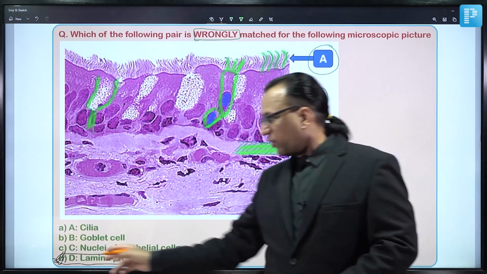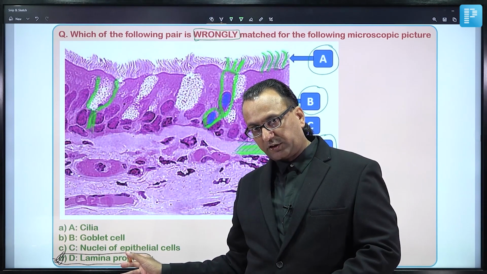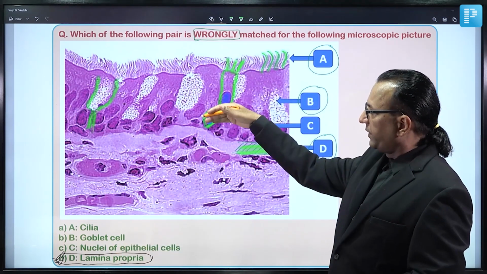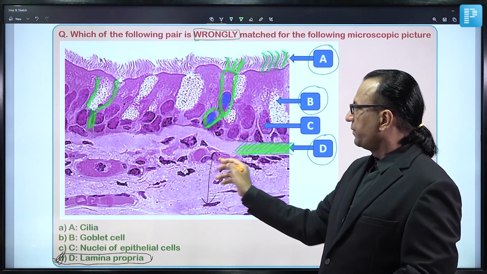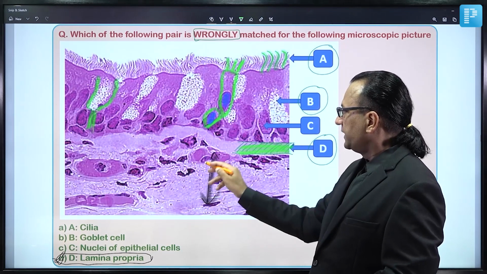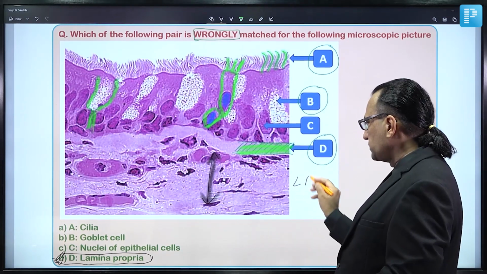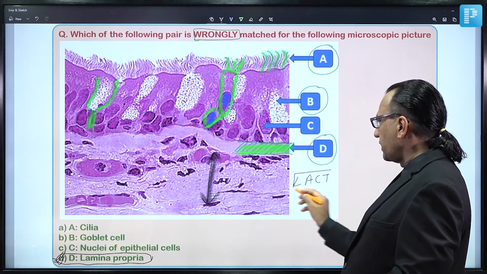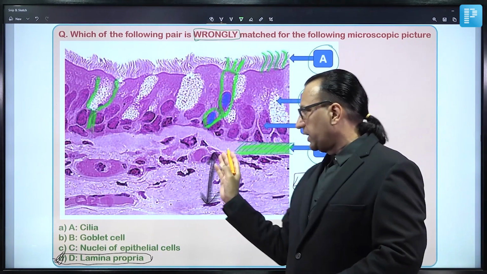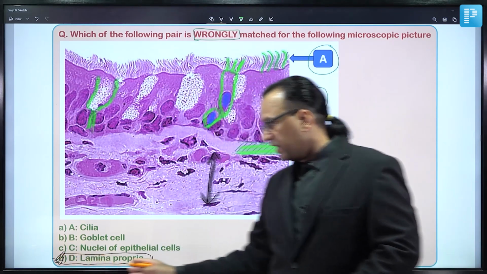Then what is lamina propria? Lamina propria is subepithelial connective tissue, and it will be below this epithelium. This area below the basement membrane will be the lamina propria, and it is basically going to be loose areolar connective tissue. So that loose areolar connective tissue is the lamina propria and can be seen in one more diagram, but we'll keep our answer as choice number D here.